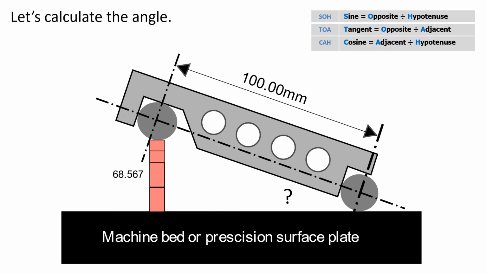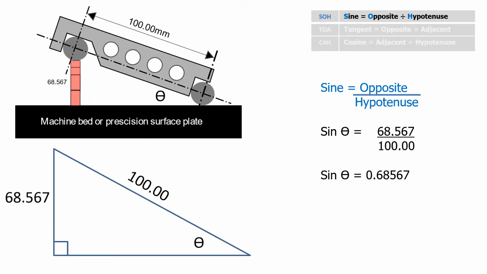Sometimes we use sine bars to measure angles. In this case, I've got a stack of slip gauges that adds up to 68.567 millimeters. What angle am I measuring? In this case, we're looking for the angle, so it's still the reference angle. We'll use the Greek letter theta for the angle. We have an opposite and a hypotenuse, so it's sine.